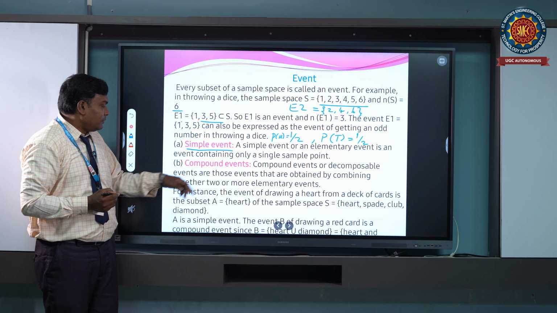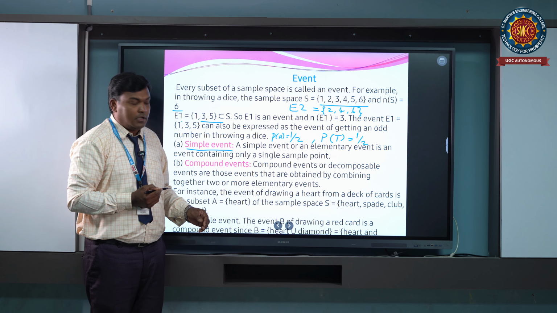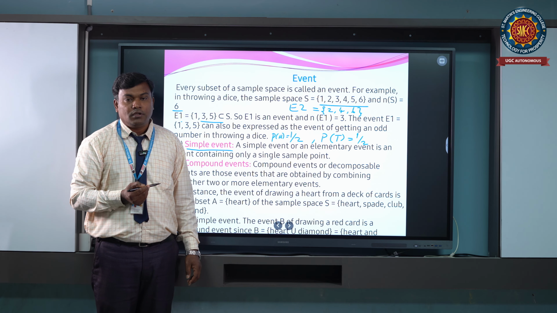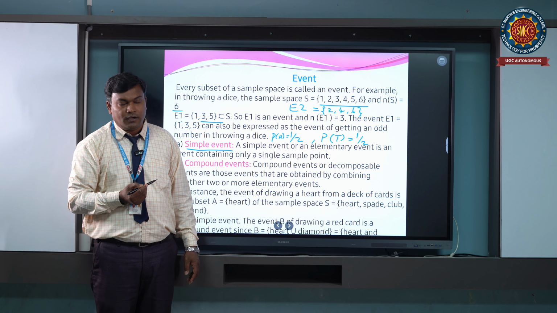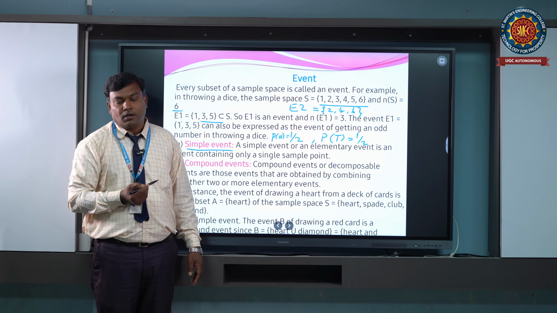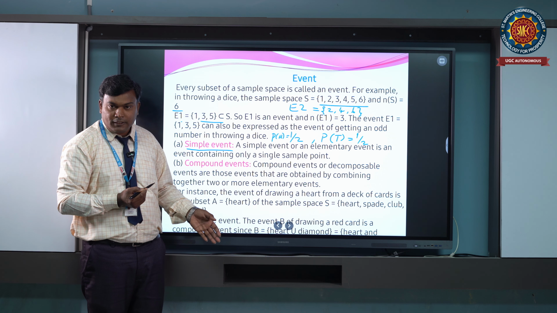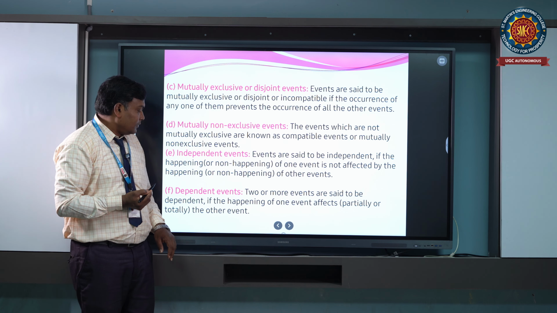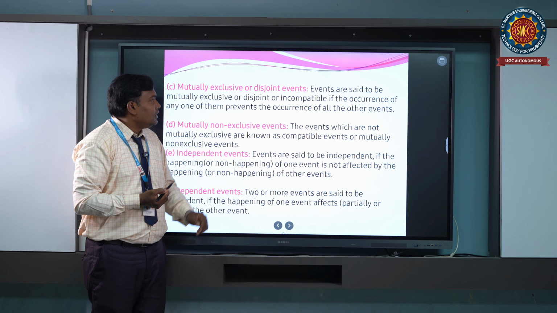So next, compound event. For example, here we can take playing cards. Playing cards will have a king card. If you take a king card, the king is denoted by K on the card. At the same time, different shapes will be on that card: diamond, club, spade, like that. So here, getting king black and king red, like that is a compound event.